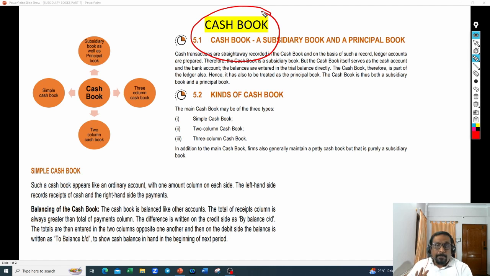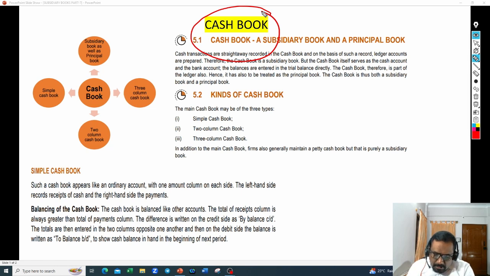Correct? But this cash book is also called as principal book along with the subsidiary book. Why? Why cash book is also called as a principal book? That is something which we need to understand before we get into the different types. If I want to explain why cash book is called as principal book, I just need to go back a minute to explain what is journal and what is ledger.